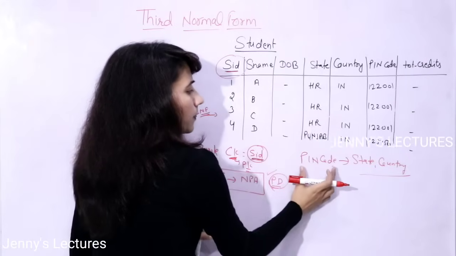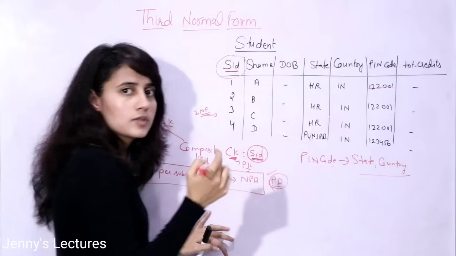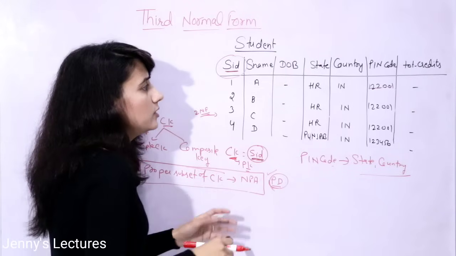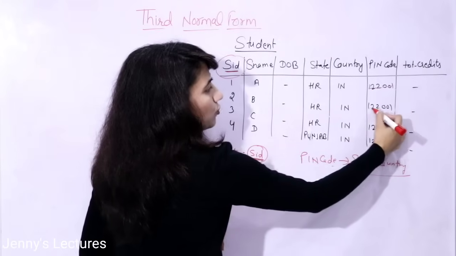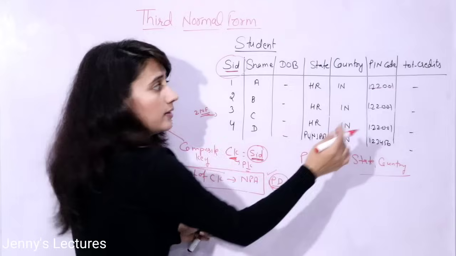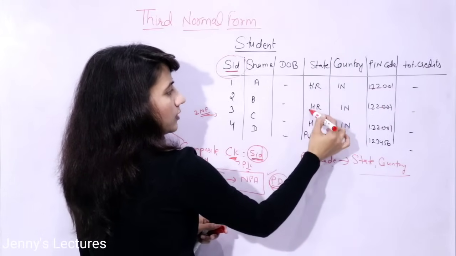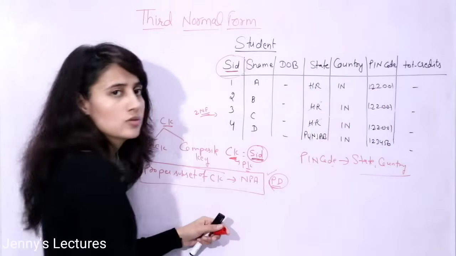Now see, if you want to change the pin code here, it means you need to change the pin code here also, here also. And suppose because of the pin code you need to change the state also. So here also you need to change the state, here also, here also, right?